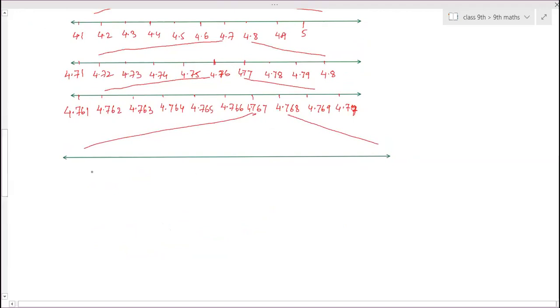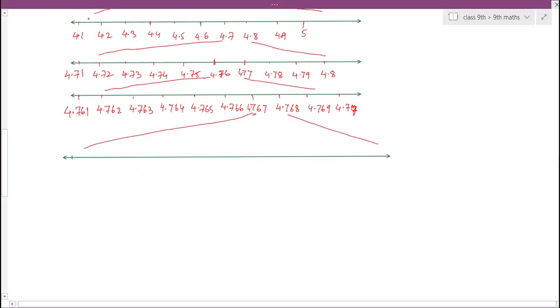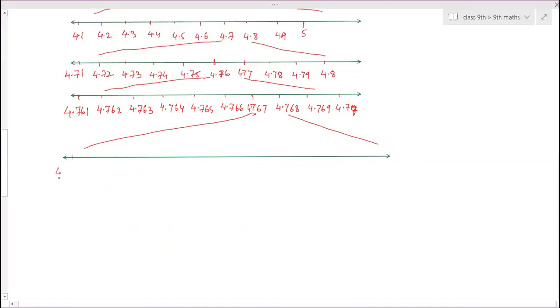Further it will be, it starts with the next number 4.671, 4.7671, 4.7672, 4.7673, 4.7674, 4.7675, 4.7676, 4.7677, 4.7678, 4.7679 and the last is 4.678, 4.680.